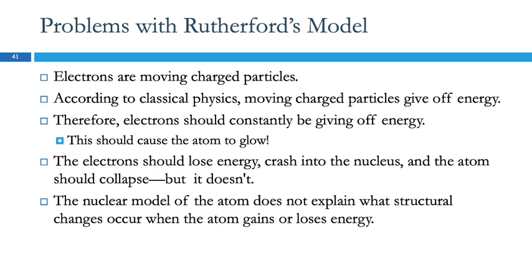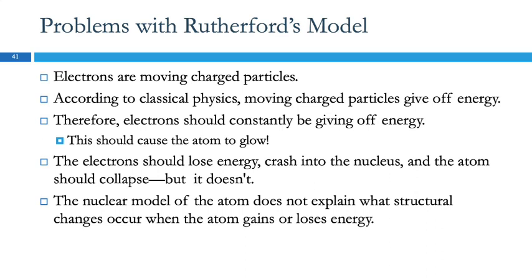So the problem here is electrons are moving charged particles. And according to physics, if you have a moving charged particle, it's going to give off energy. So then we might expect atoms to glow because they're giving off energy. They will glow when they are excited by, say, electricity. Then they should just be glowing all the time, but they're not. The bigger problem is that these electrons should be losing energy and then crash into the nucleus, and the atom should collapse. Because these electrons are attracted to the positive nucleus.